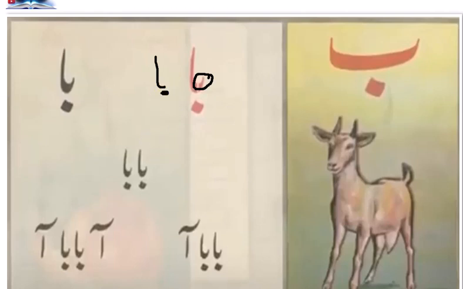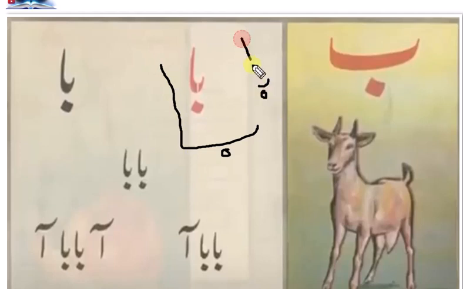So when you want to write a word, you cannot write Bay like this between letters. It looks so odd. Only this. And that's it, Ba. So this is the correct way of writing Ba.